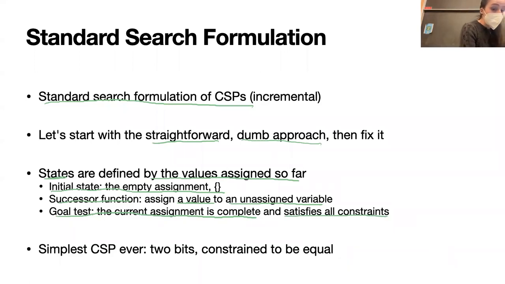Okay. And to do this, we are going to start with the simplest CSP ever. We're going to start with what is called two bits, and they're going to be constrained to be equal. Again, very, very simple problem, but just to show how this works. So we're going to have an x1 and an x2, and they can either be 0 or 1, and we're going to show how we would solve that CSP in a very naive way.